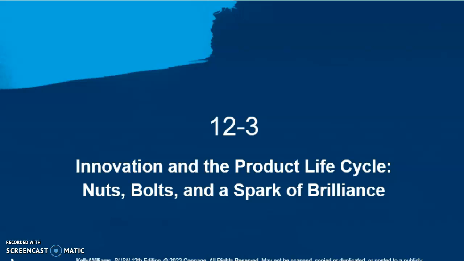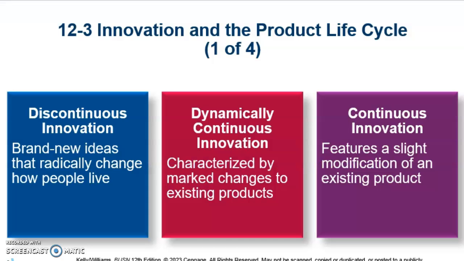Section 3 is about the product life cycle. A business that aims to survive for a long time needs to develop successful new products. We have different types of innovation here. The first one is discontinuous innovation. These are brand new ideas or products that radically change how people live. Examples would be the personal computer, the automobile.